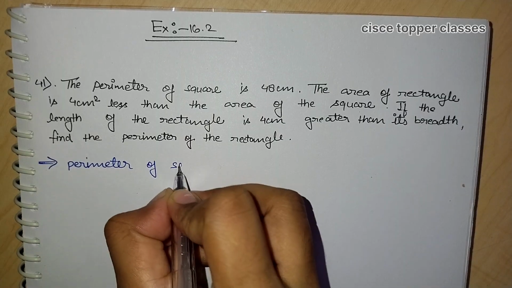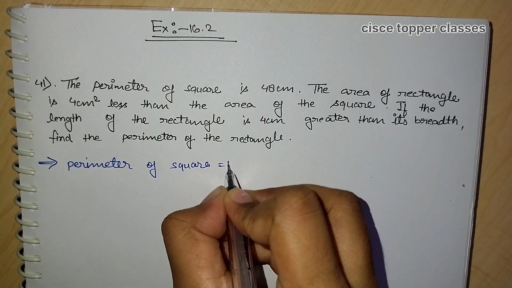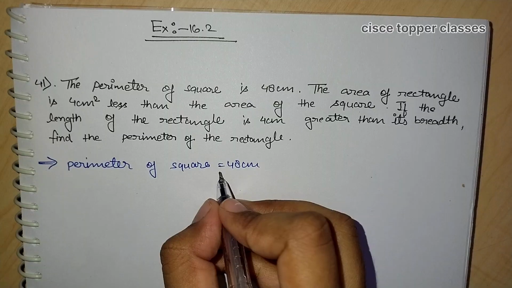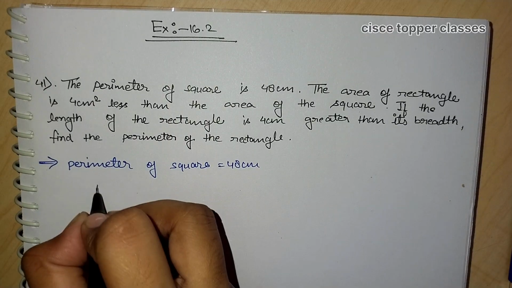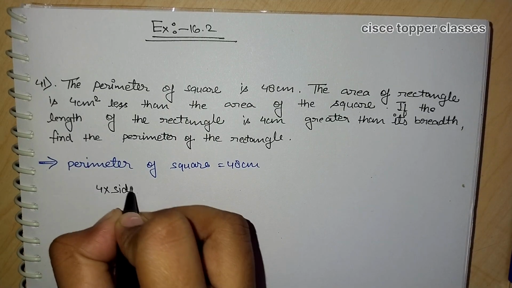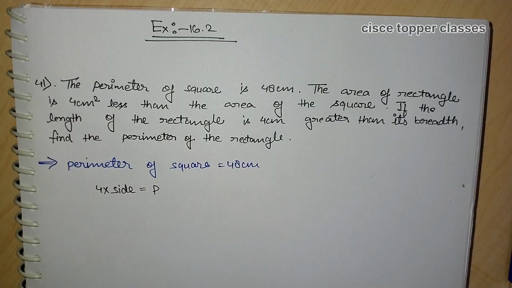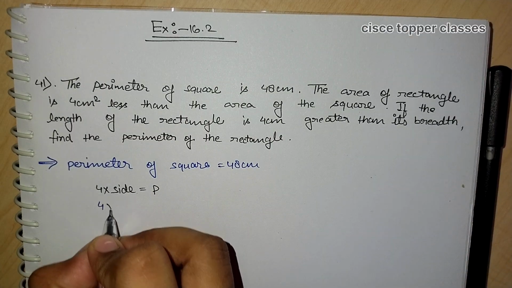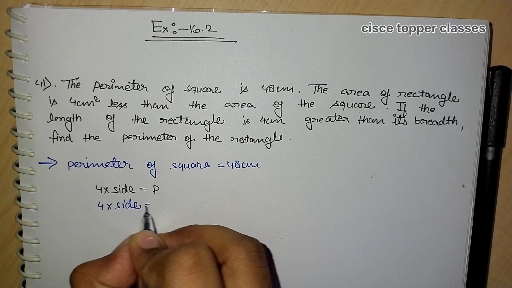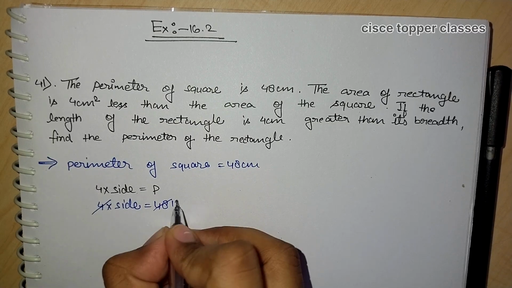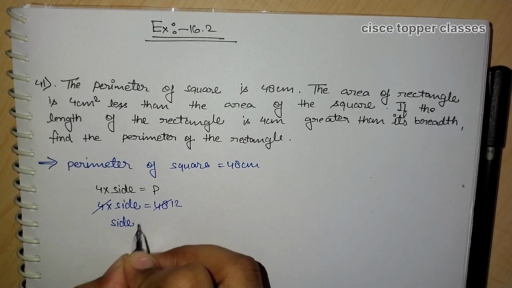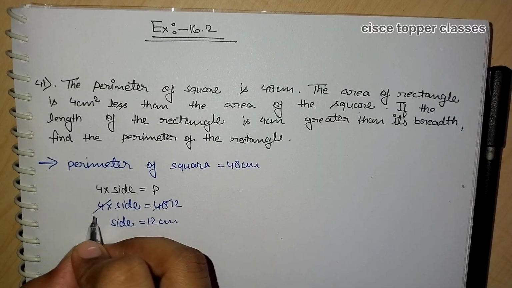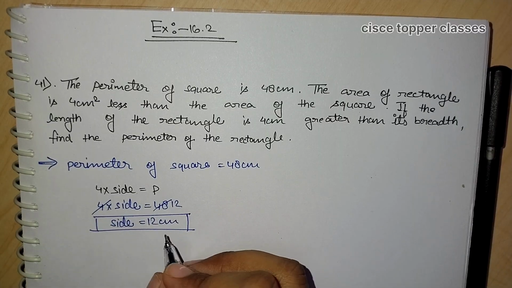So the perimeter of the square is equal to 48 centimeter, and we know the formula for the perimeter of a square is 4 into side. We'll put the value here to find the side of the square. So this will be 4 into side equal to 48. This will cancel out and the side will come as 12 centimeter. Now, this is the side of the square.